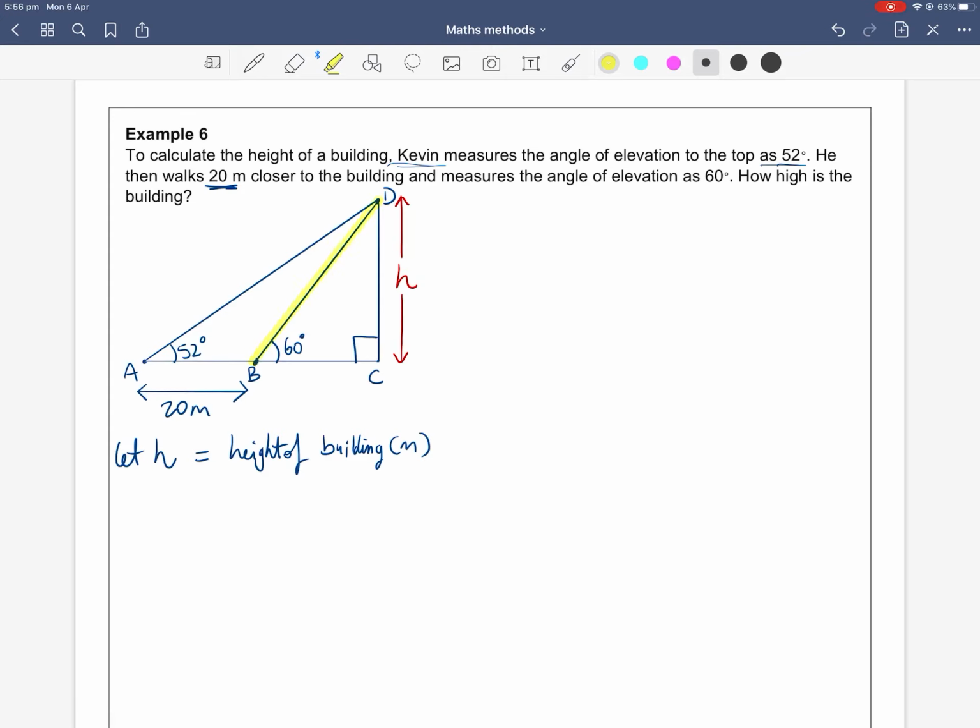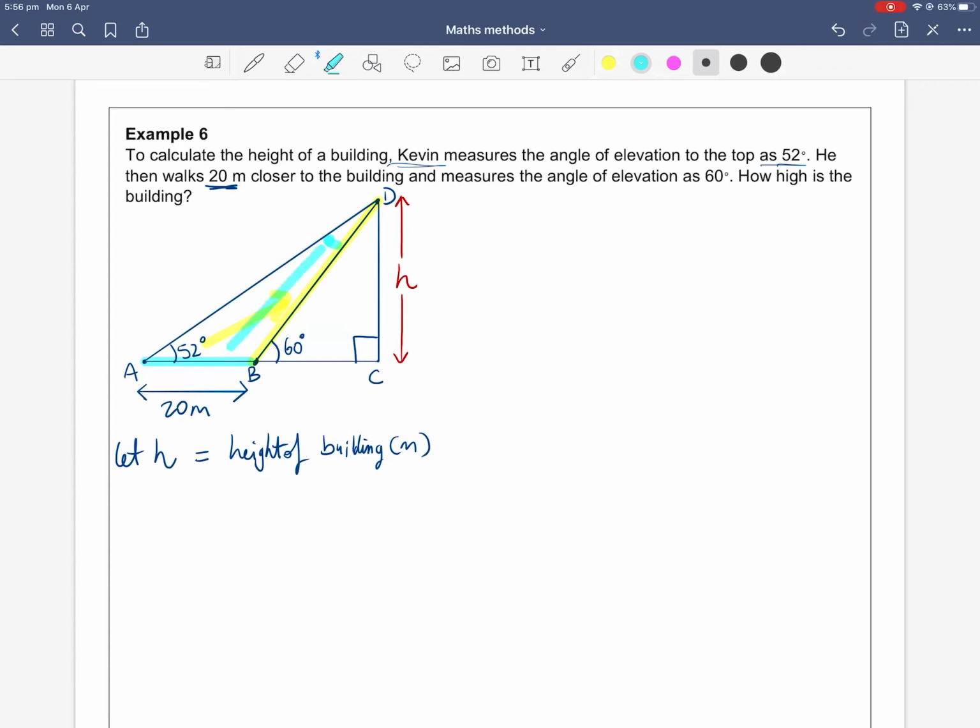Well, if we could find BD, how could we find BD given our knowledge of the 52 degrees and 20 meters? Well, 52 degrees is opposite that BD length, so that's giving us hope to work out the sine rule. So what else do we need to know to use the sine rule to work out BD? Well, we also need another set of opposite angle and side. So if we know the angle opposite the 20 meters, that blue side, then we're good to go with the sine rule, right?